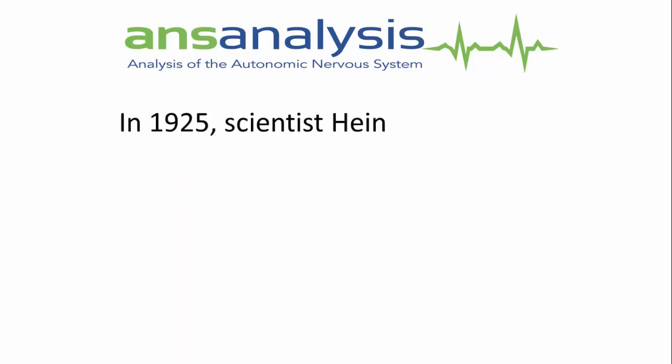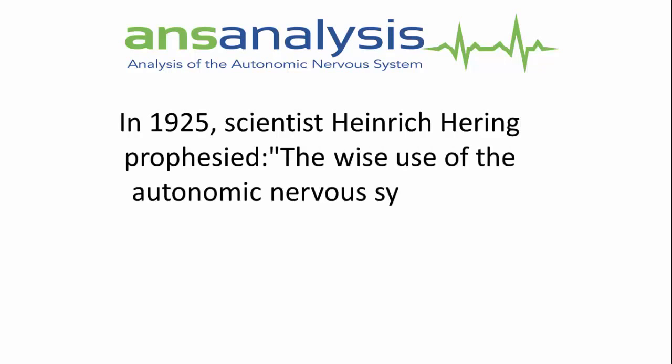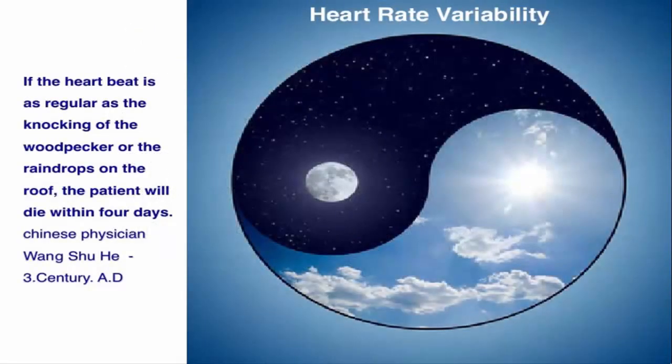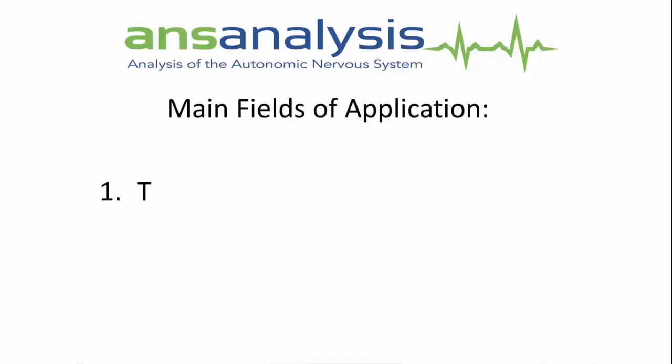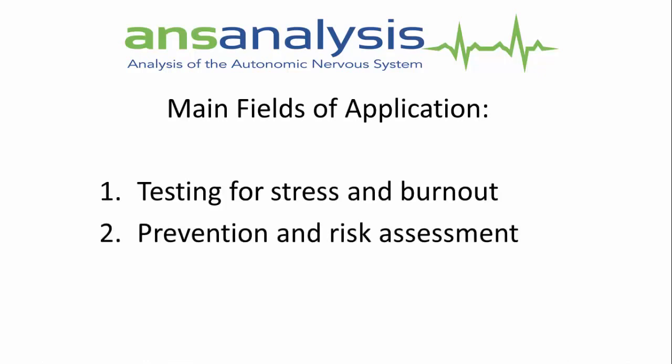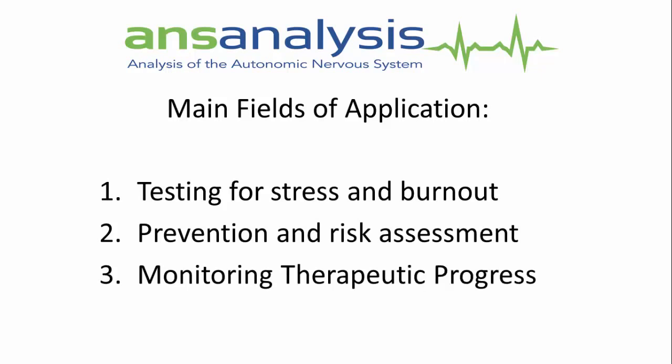Where did it all start? Well, in 1925, Heinrich Herring prophesied that the wise use of the autonomic nervous system will someday represent the core skill in the art of healing. And even before then, Chinese physicians were determining that the pulse has all sorts of capabilities. The ANS analysis is simply utilizing what has already been discovered. The main fields of application include testing for stress and burnout, prevention and risk assessment, and for monitoring therapeutic progress.